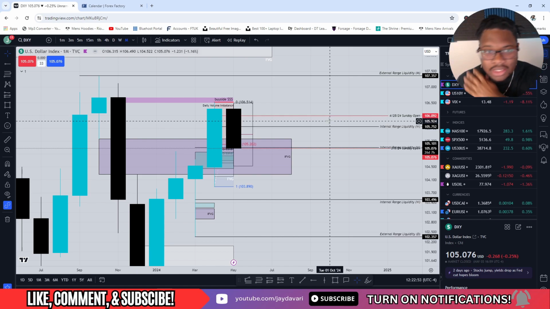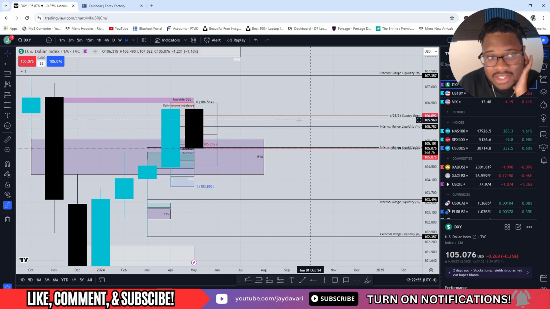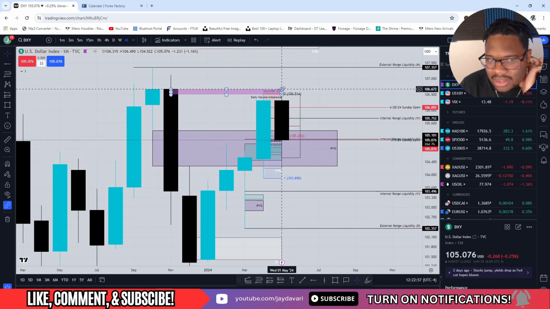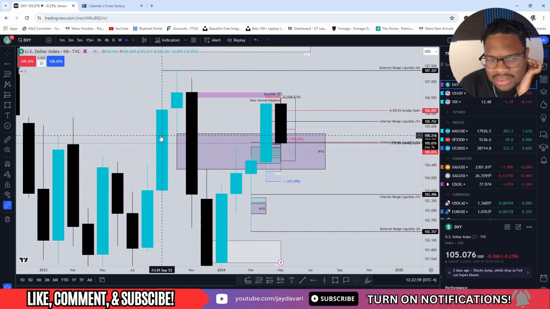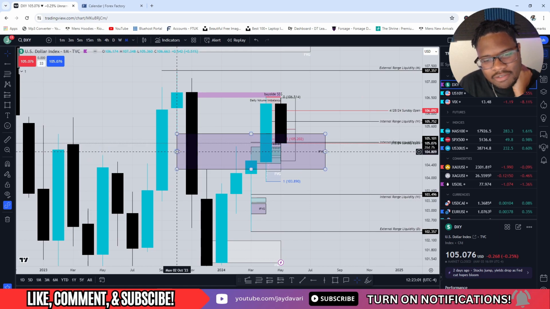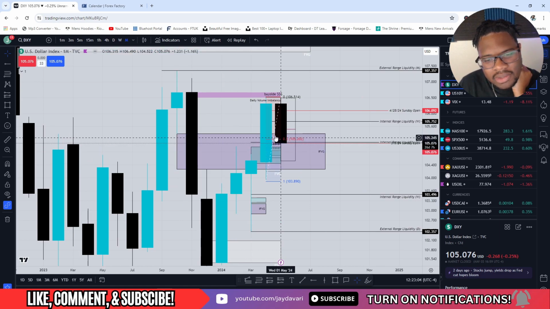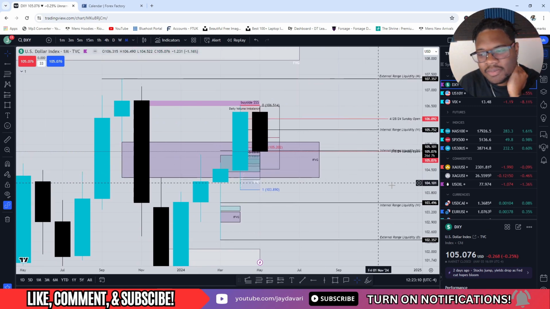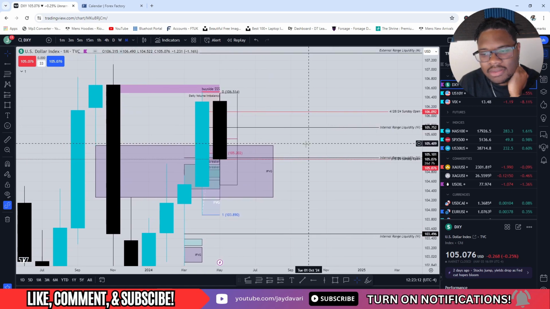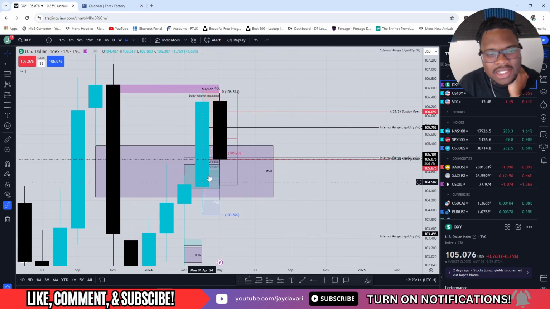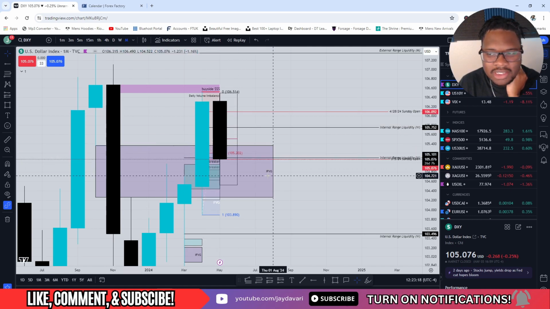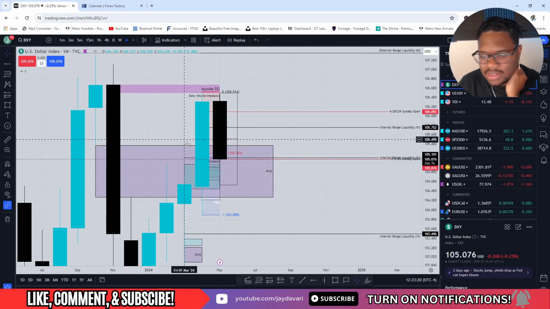So right now, as it stands, this is the monthly chart for the US dollar. As you can see, we have a monthly inversion fair value gap right here that we're currently testing. This monthly candle has already wicked, and currently it's resting inside of this monthly inversion fair value gap.